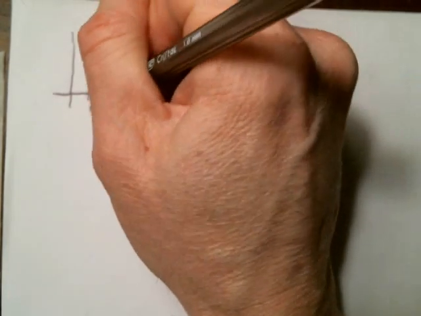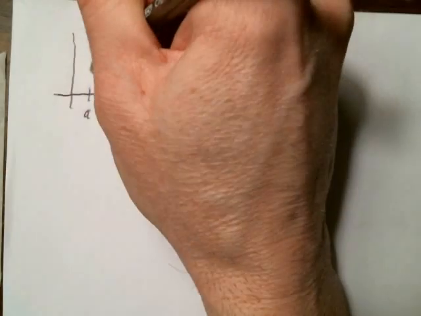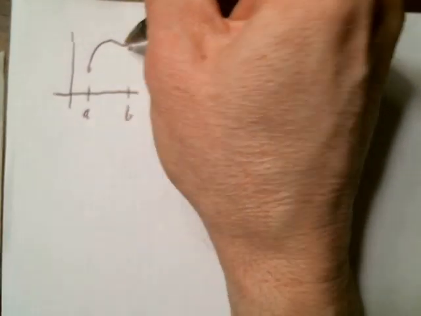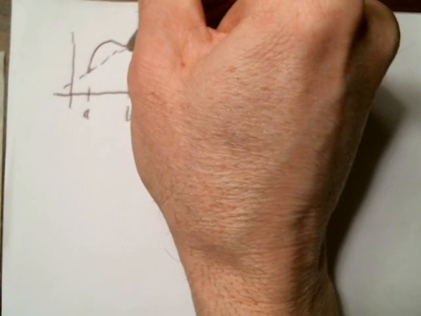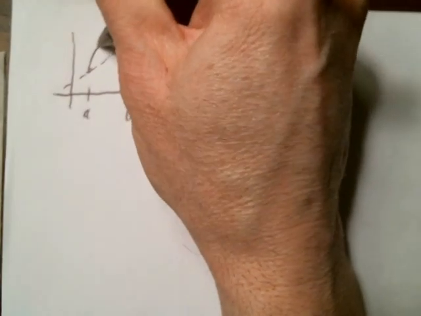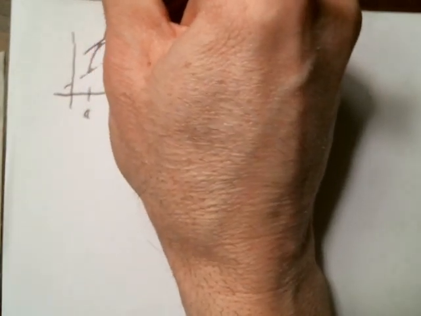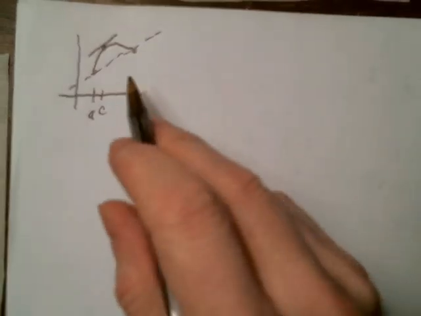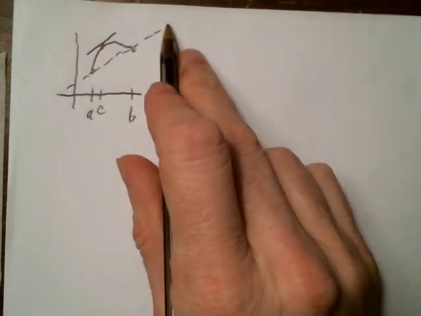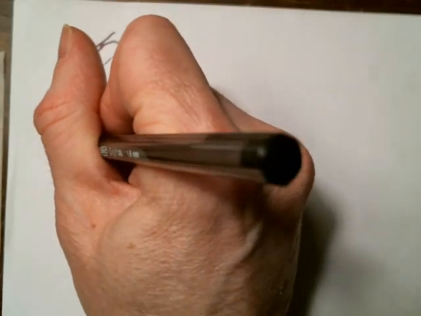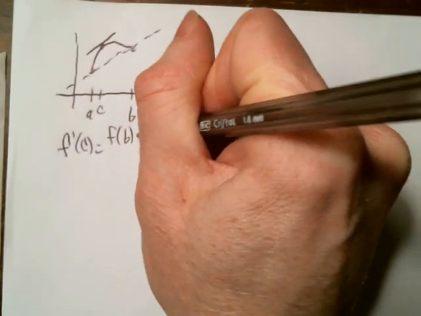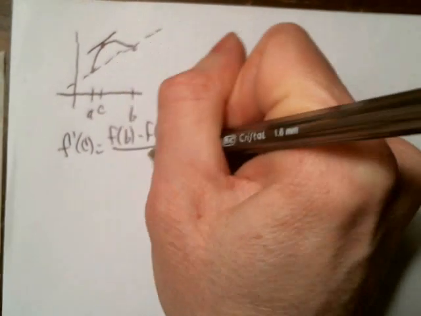So graphically, what does that look like if I'm going from A to B, and here's my f of A, and here's my f of B? Basically, there'll exist some point C in between A and B such that the tangent line at C, its slope will be the same as the slope here. And written out, that means f prime of C will equal f of B minus f of A all over B minus A.